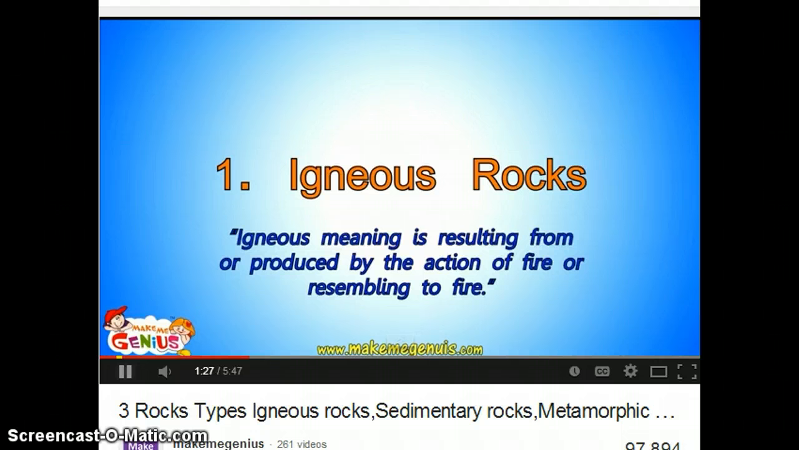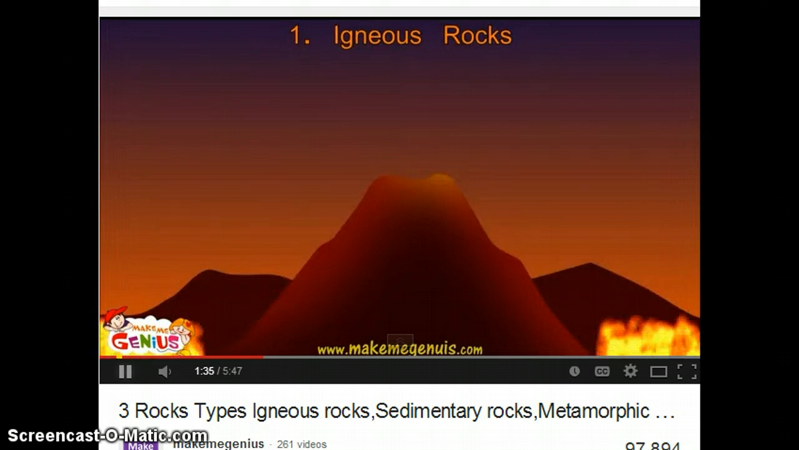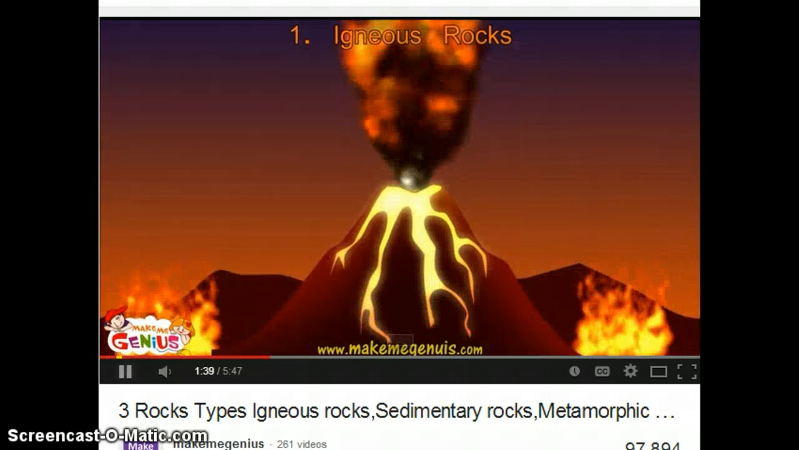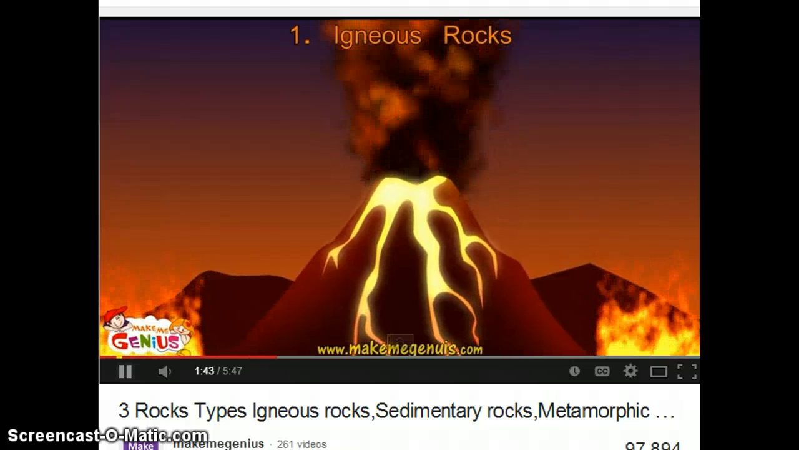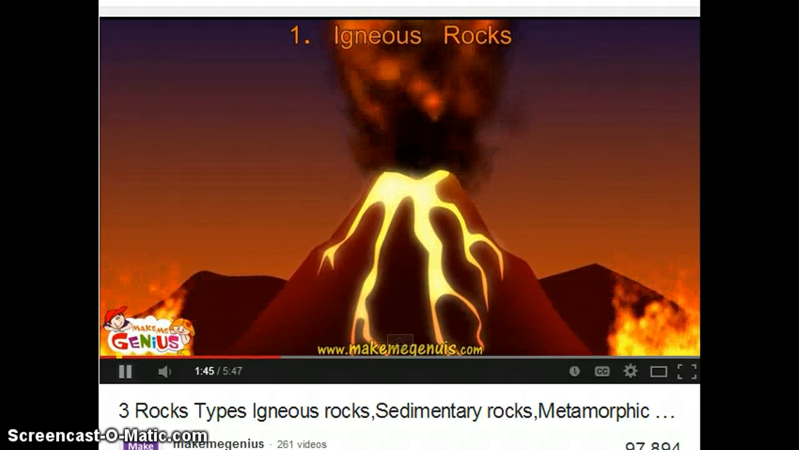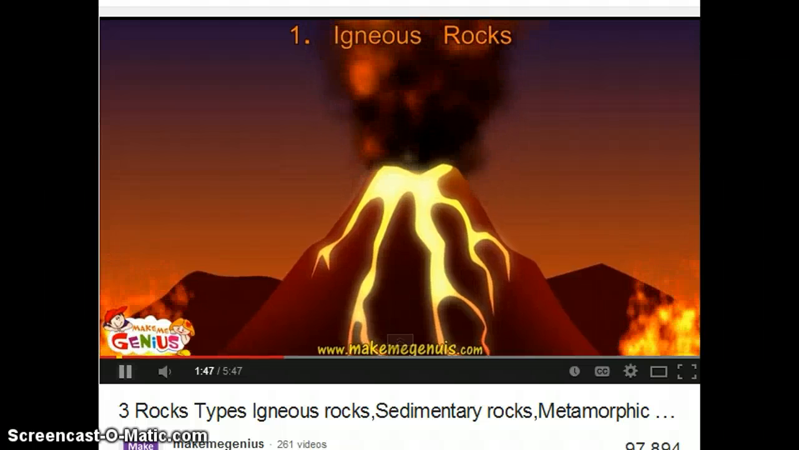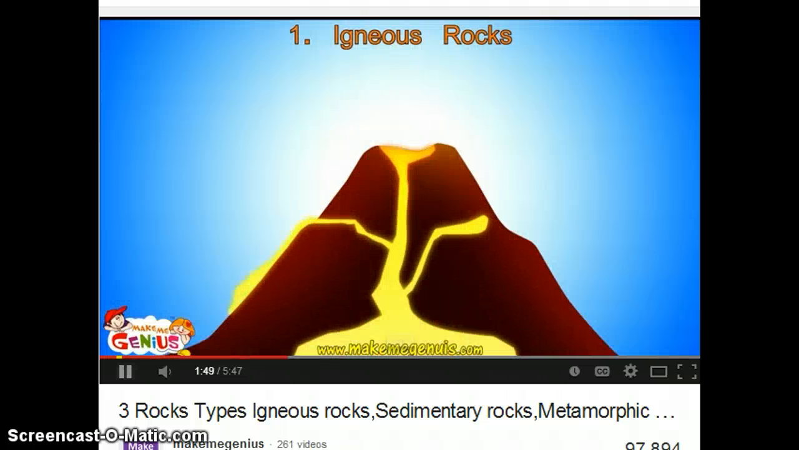To understand igneous rocks, let's first know the meaning of igneous. Igneous means resulting from or produced from fire. To understand it further, let's first understand the volcano. Inside the Earth's core, there are a lot of molten metals and minerals. These melt due to very hot temperatures inside the Earth. The melted material is called magma.